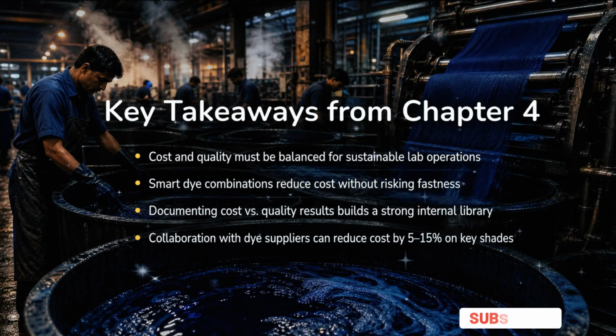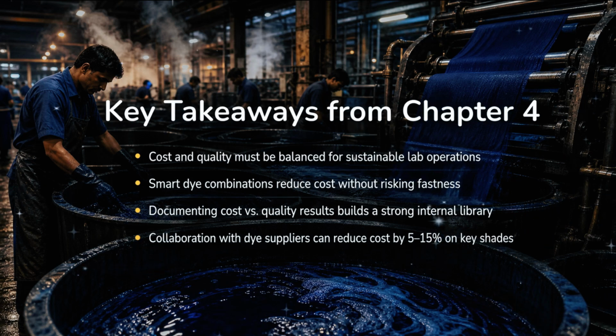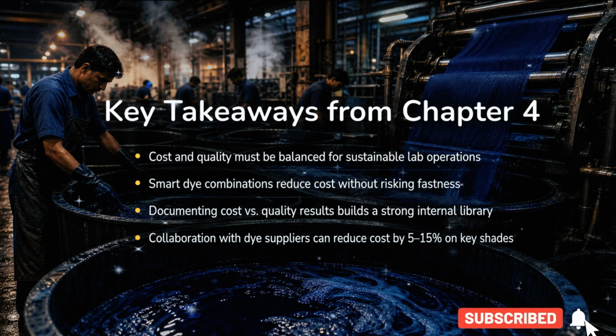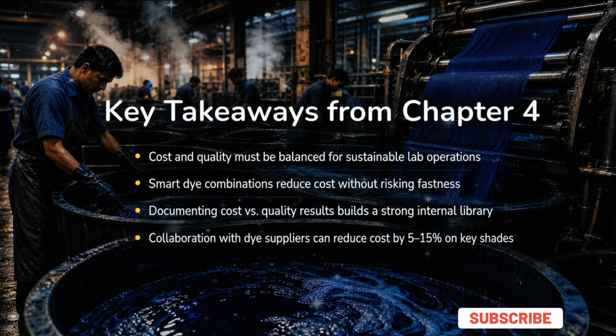Key takeaways from Chapter 4. Cost and quality must be balanced. Smart dye combinations reduce cost without compromising fastness. Documenting results builds internal knowledge, and supplier collaboration can reduce cost by 5 to 15% on key shades.